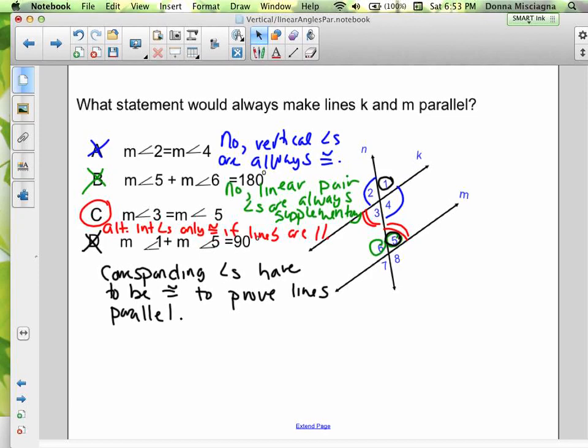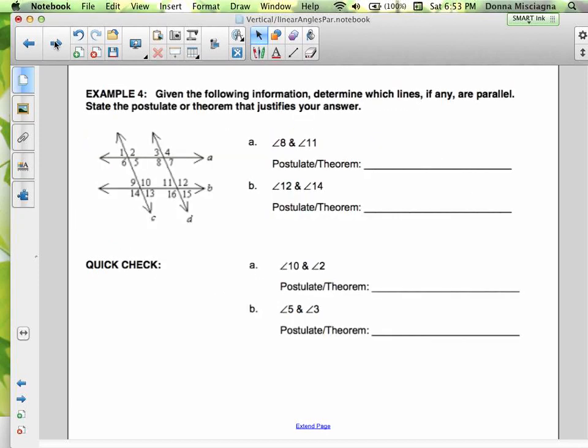Let's look at a few more problems. We're going to prove lines parallel. The very last part of this lesson is all proofs. So given the following information, determine which lines, if any, are parallel. State the postulate or theorem that justifies your answer. All right, so here we have 2 sets of lines to look at. 8 and 11. Always a good idea to circle your angle so you can see what you've got there.